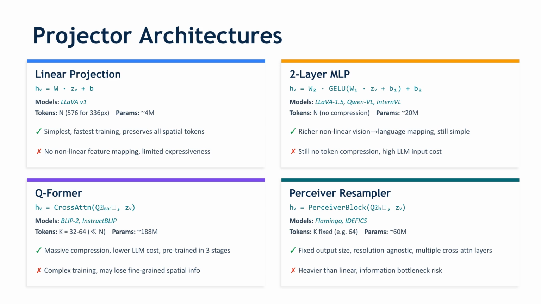Fourth, the perceiver resampler used in Flamingo and IDEFICS. It uses a fixed set of latent queries and multiple cross-attention layers to produce a fixed number of output tokens regardless of input resolution. At about 60 million parameters, it is lighter than Q-former but heavier than linear approaches, and there is an information bottleneck risk. Each architecture represents a different point on the fidelity-efficiency spectrum, and the choice depends heavily on the target application.